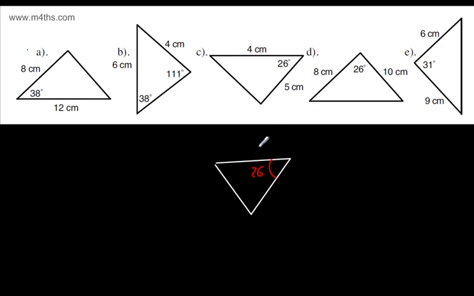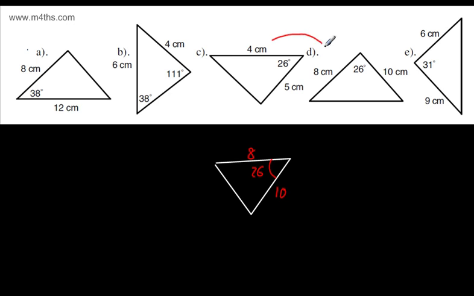I've got this side length of 8, and I've got this one of 10. We need to ensure that both the sides are in the same ratio. So what we can see is that the 4 goes with the 8, we've got the 26-degree enclosed angle, and then we've got the 5 going with 10.